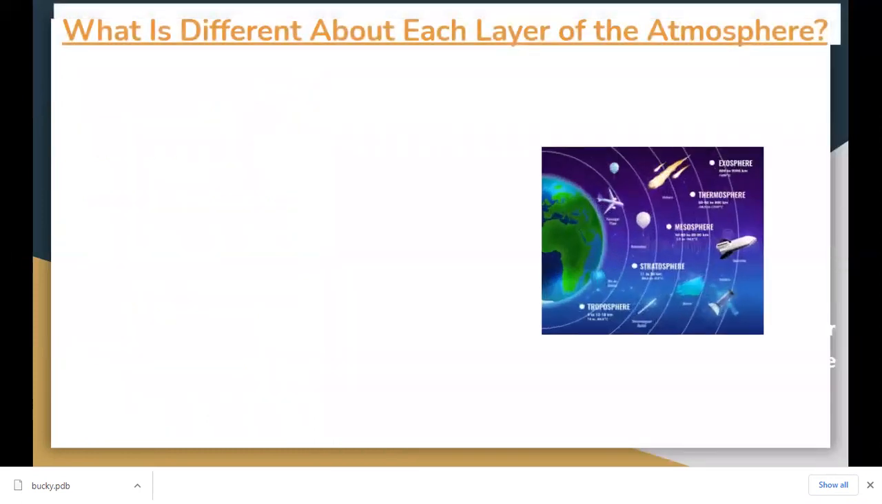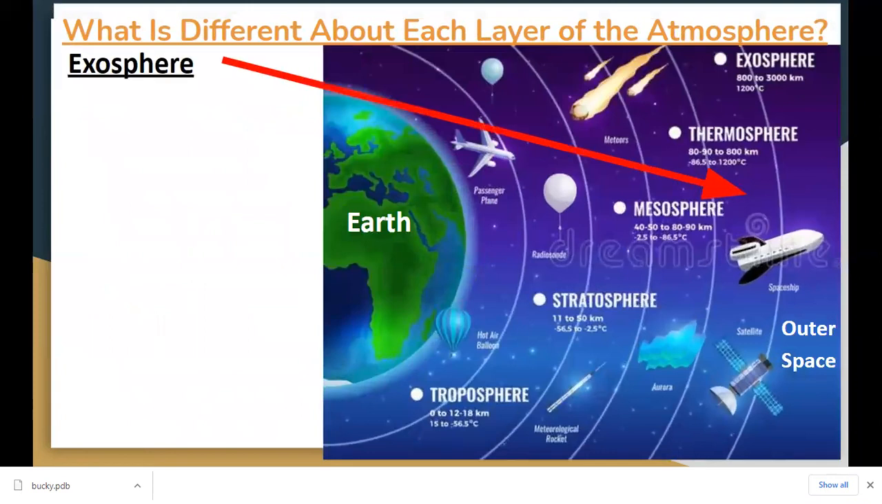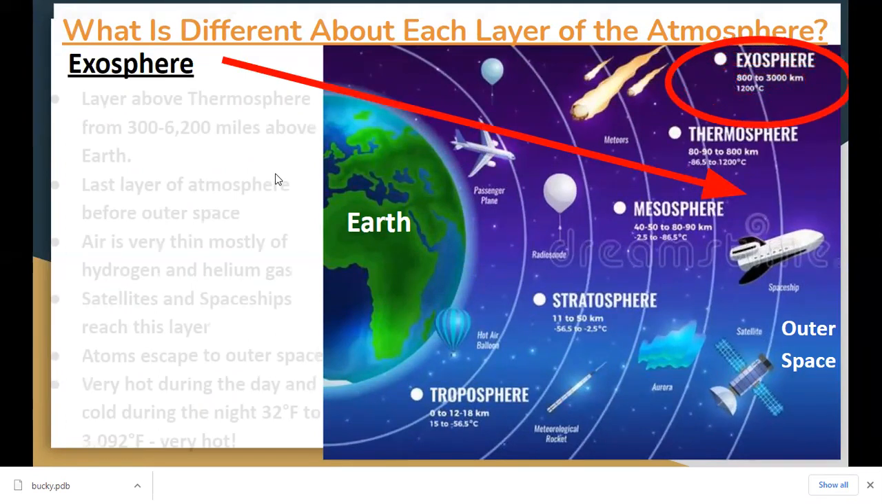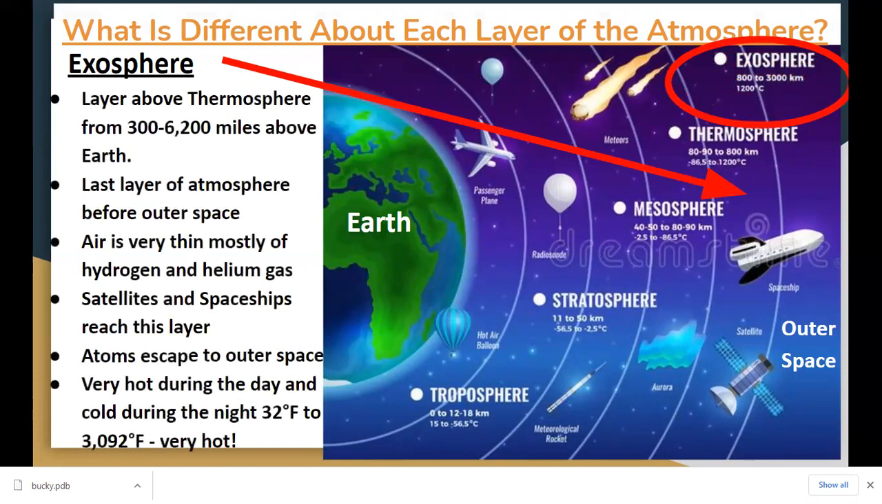And the final layer is the exosphere. There it is. And after the exosphere, you get into outer space. So what do we know about the exosphere? Well, that is a layer above the thermosphere, and it goes from 300 to 6,200 miles above the Earth. Way, way, way out there. This is the last layer of Earth's atmosphere before outer space, when we no longer have an atmosphere.